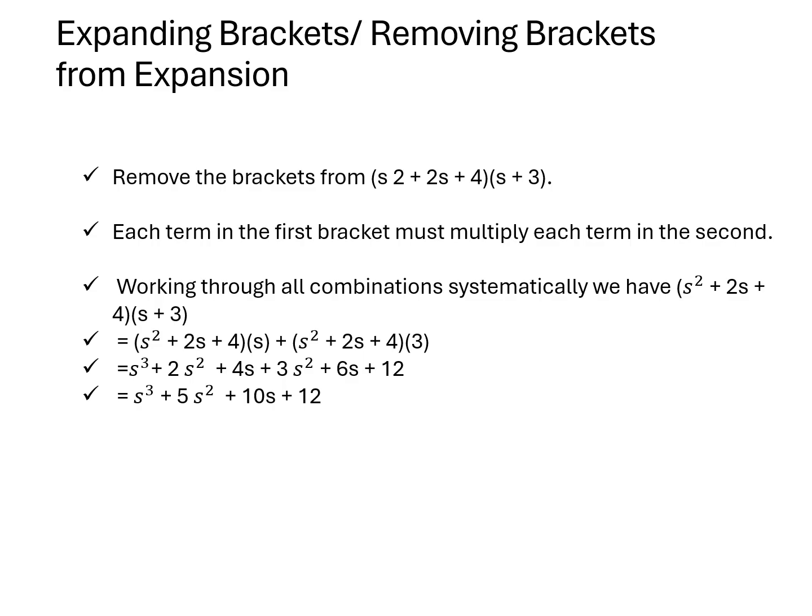This is another example. The rules remain the same. Everything in one bracket should be multiplied by the other bracket, right? So it's x squared times s, 2s times s plus 4s times s, and then do s squared times 3 plus 3s times 3 plus 4 times 3. Okay, you group like terms and then you do your computation.